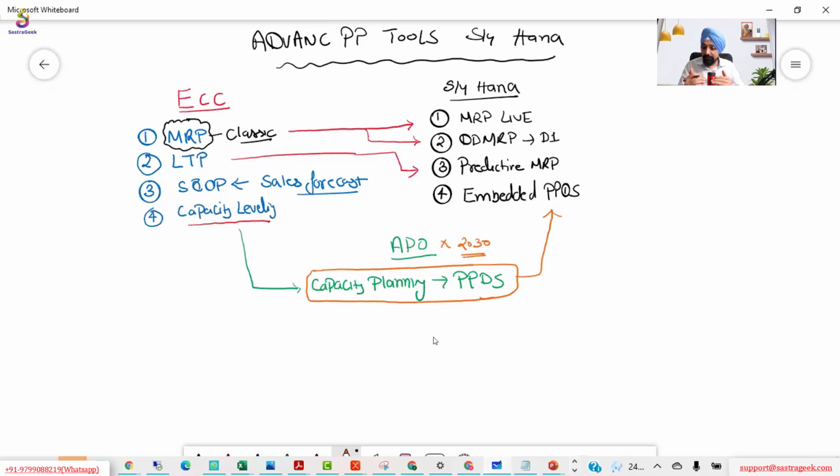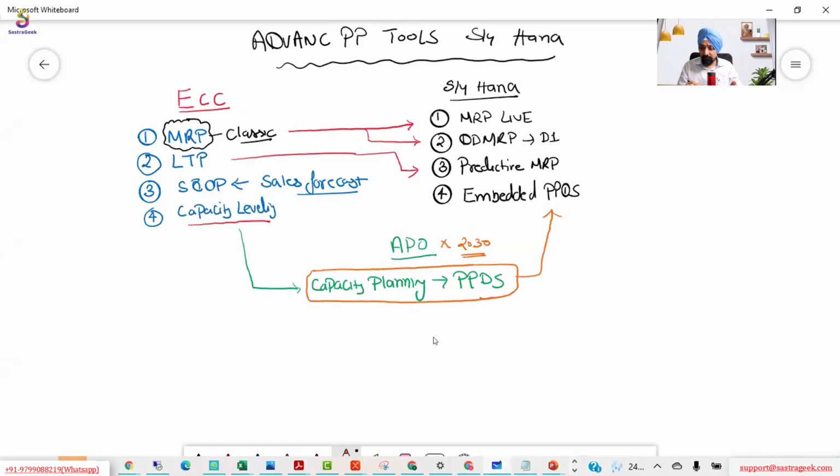So APO will sunset. So what would be replacing the APO? S/4HANA plus another tool they are bringing up, IBP. S/4HANA plus IBP would be combining it together. Cover all the questions in the question and answer window if you have any questions so far. So the combination of these two would be giving you the full planning scenarios. All the planning would be covered there. So capacity planning would be done in the PPDS.